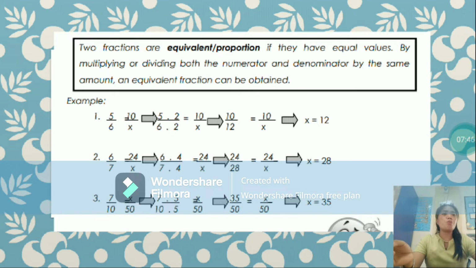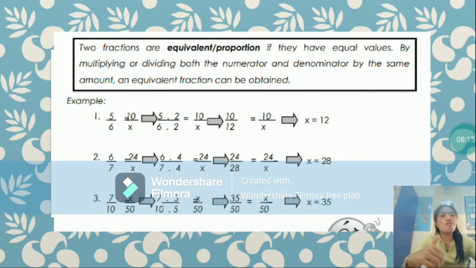So for example, number 1, 5 over 6 is equal to 10 over x. If you multiply both numerator and denominator by 2, you have 5 times 2 is 10, and 6 times 2 is 12. So the x there will become 12. Okay? Therefore, you have 10 over x, your x is equal to 12.